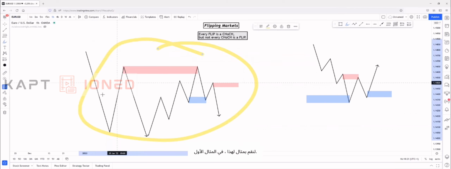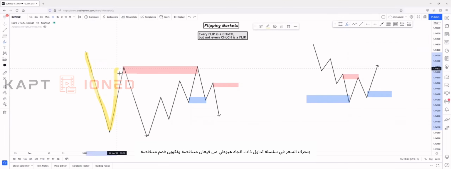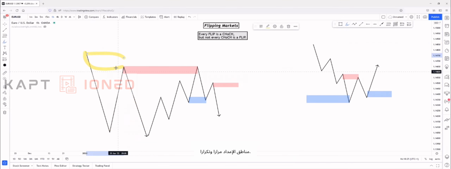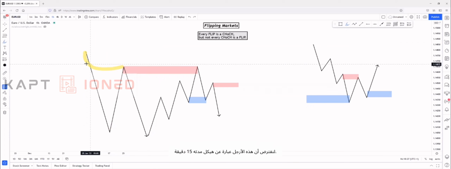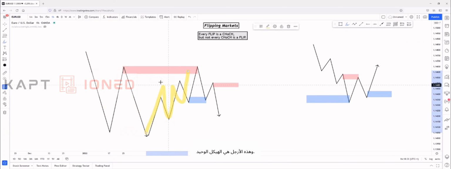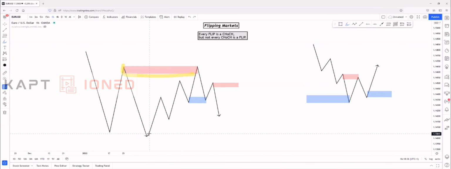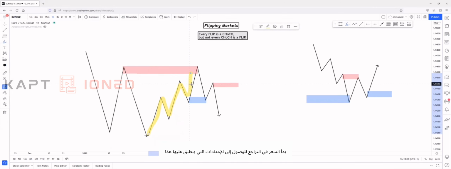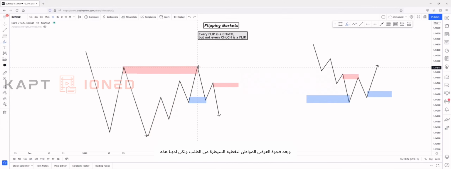On the first example, price is moving in a downtrend, creating a series of lower lows and lower highs, creating supply zones over and over again. So let's say these legs are the 15-minute structure and these legs are the 1-minute structure. So we have this 15-minute supply zone over here. Price started to do a pullback to reach the supply zone. It tapped the supply zone, and after a tap of the supply zone, supply took over control from demand.